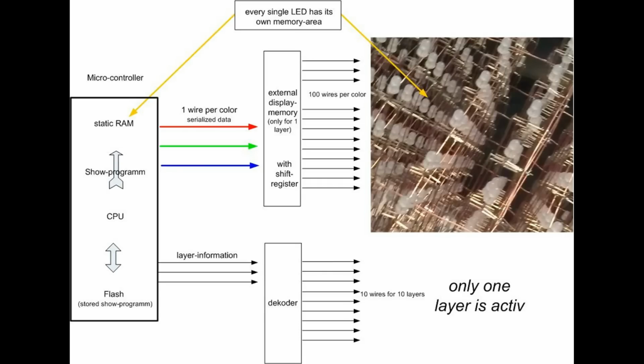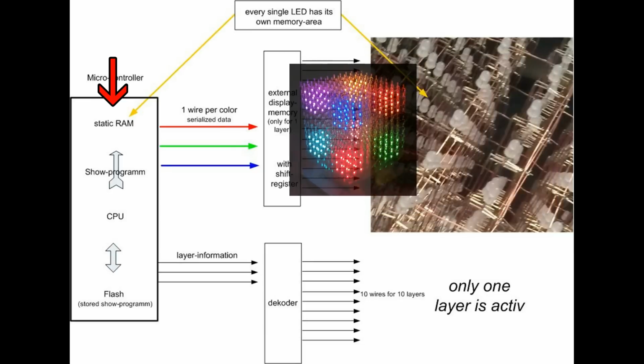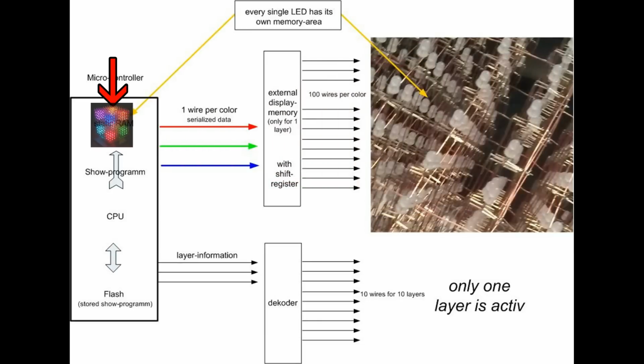Hi, as announced, now follow some explanations about the functionality of the cube. One microcontroller controls the whole cube. The logical kernel of this cube is the memory area of the static RAM, where all values for the LEDs are stored. The complete 3D picture is stored statically in this memory, and the LEDs of this cube show only an image of the stored values.